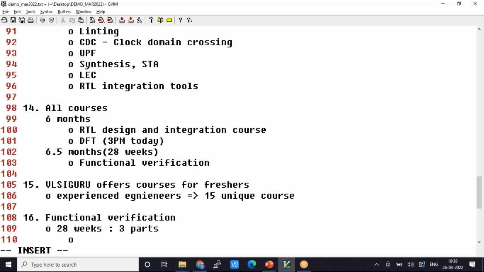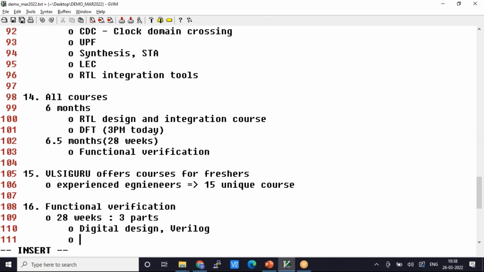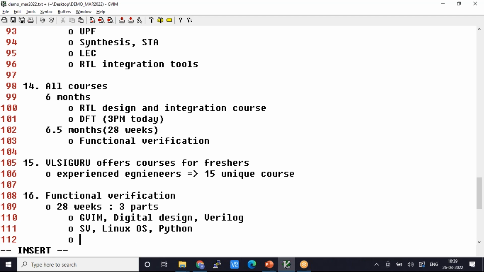First part will be digital design and Verilog. Here we teach GVIM actually: GVIM, digital design and Verilog. The second part will be SystemVerilog, Linux operating system and Python scripting. Third part will be UVM, ASIC flow and SoC concepts.